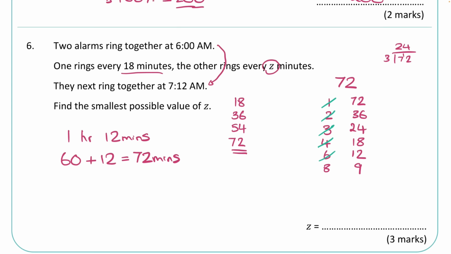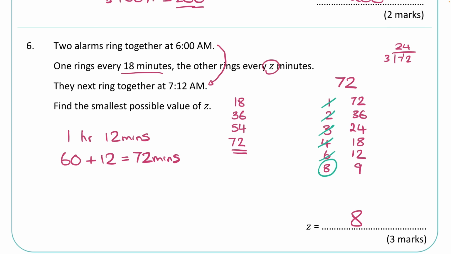8 is an interesting one. Let's have a think about 8. 8, 16, 24, 32, 40, 48, 56 doesn't match the 54, and then that is going to go off after the 72 minutes. So the value of Z is 8. That other alarm would be 8 minutes, and their lowest common multiple would be 72. It would be the next time that they would match.